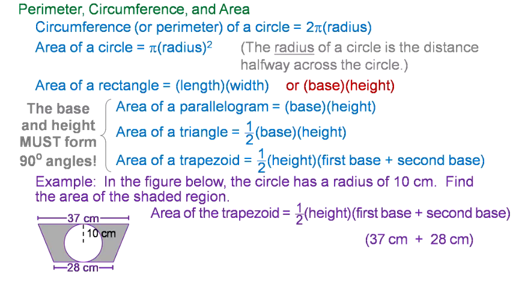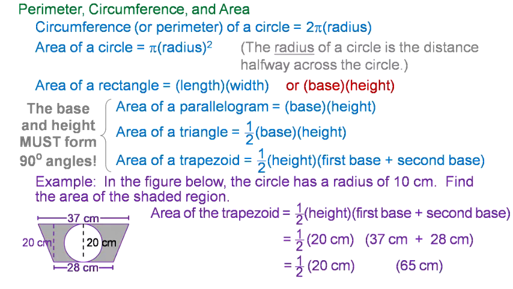To figure out the height, I'll note that this question told me that the circle has a radius of 10 centimeters. That means that I can say the diameter of the circle must be equal to 20 centimeters. Since this segment does form 90-degree angles with both of the bases, I can say that the height of my trapezoid must equal 20 centimeters. And therefore I can calculate the area of the trapezoid by performing the calculations you see here.